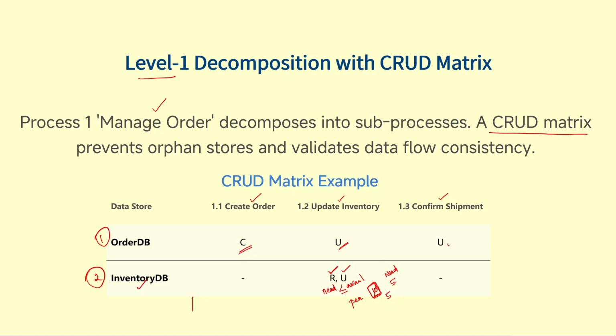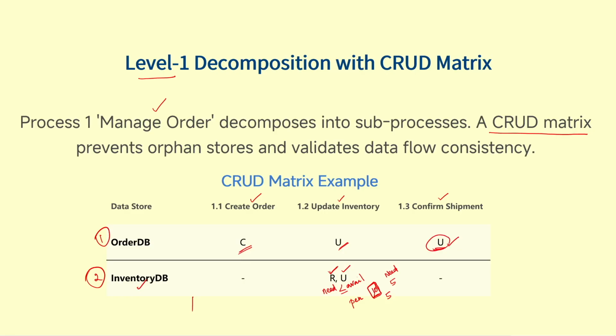Okay. So, next, once the inventory is done, meaning you have placed the order, the next step could be confirming the shipment. Confirming the shipment does not have any influence on your inventory DB. So, you can just have an update statement with respect to your order DB. Why only an update? You have already created the row in your order DB, you are just going to update it with the shipment information. That is why we have this U, which is nothing but update.